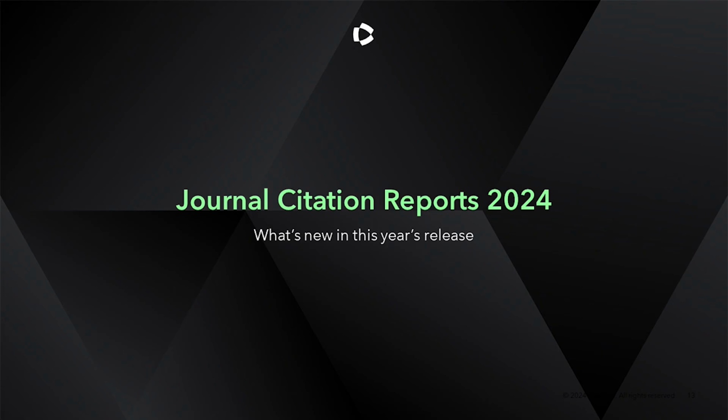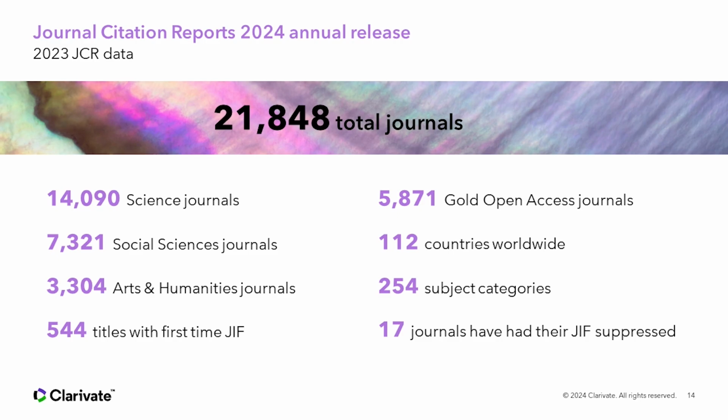All right, so now let's talk about Journal Citation Reports 2024. What's new in this release? A few statistics. This year, the Journal Citation Reports contains, as I mentioned earlier, 21,849 journals. That is coming from 133 countries, classified in 254 subject categories. 544 journals received their journal impact factor for the first time. You also see a breakdown by category: the majority in science, then about 1/3 in social sciences, and then 3,000 plus journals in arts and humanities.